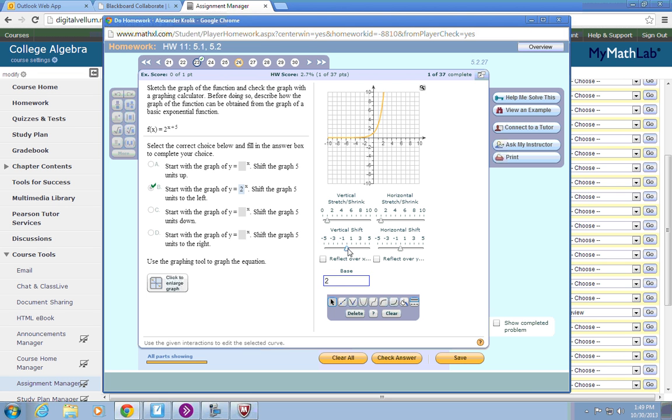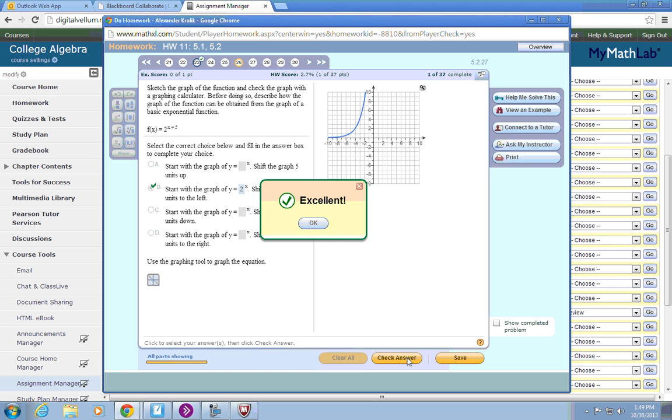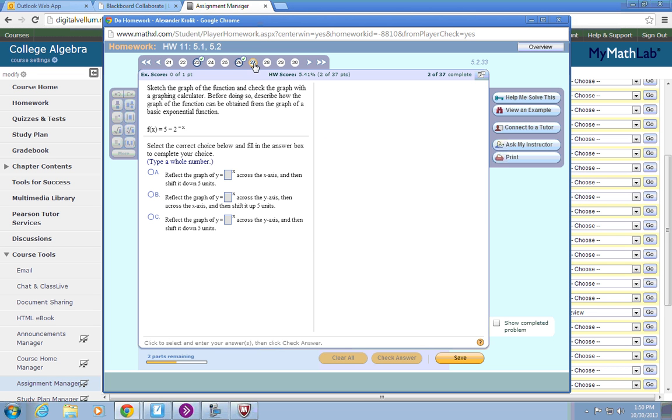Vertical shift, that's up or down. Don't do that. Horizontal shift, 5 units to the left, right? Reflect over the x, reflect over the y? No. Excellent. Let's see if there's another one like that.